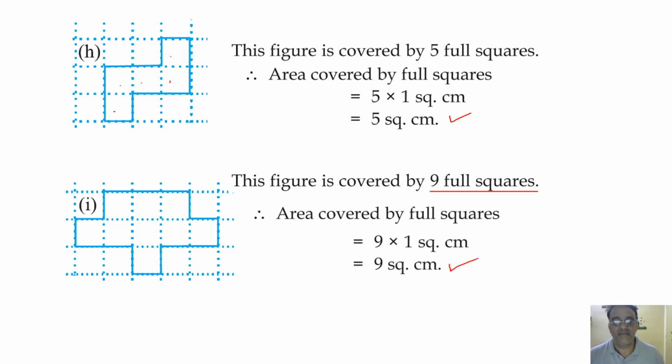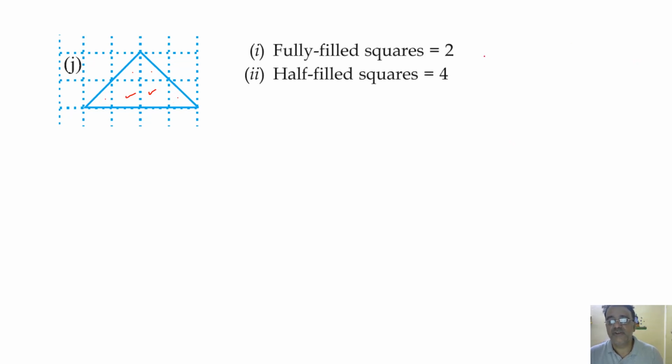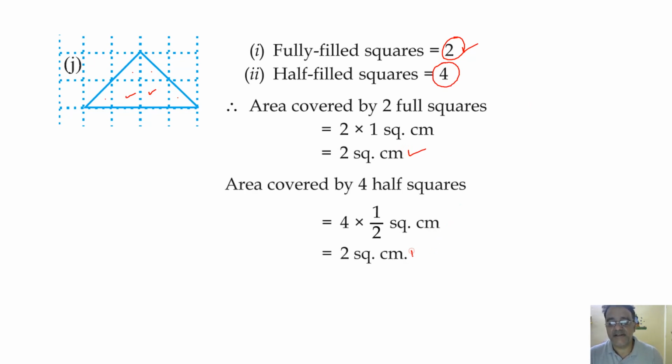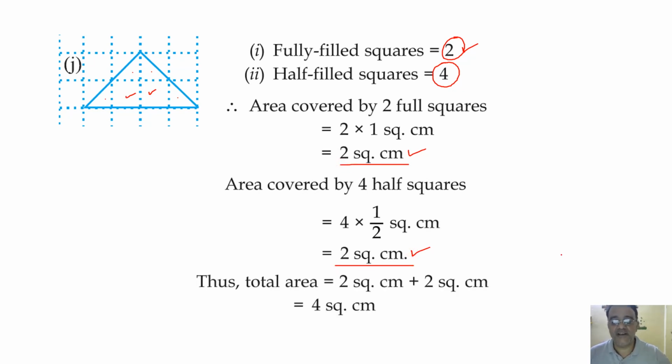Right. So now we are moving toward J bit. Here the fully filled are 2 and half filled are 4. So 2 fully filled का area हो जाएगा 2 into 1, 2 square centimeter. And 4 half filled का हो जाएगा 4 into half, that is 2 square centimeter. So the total area will be 2 plus 2, that is 4 square centimeter.